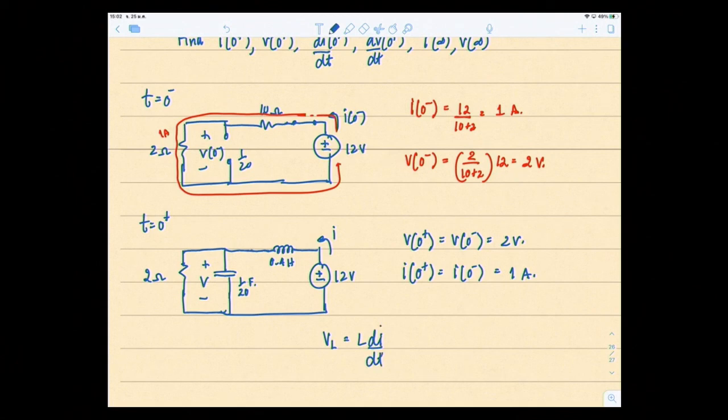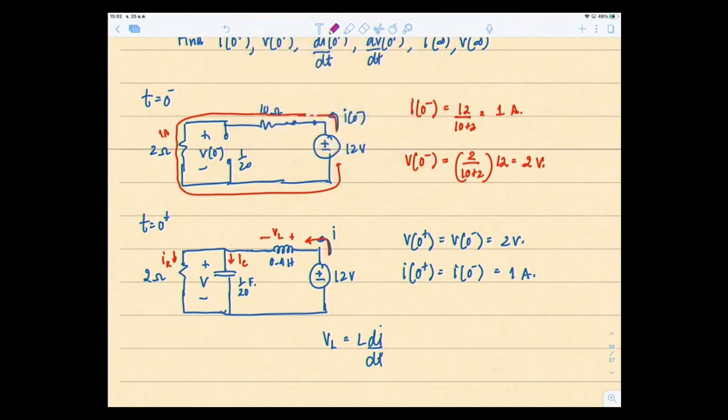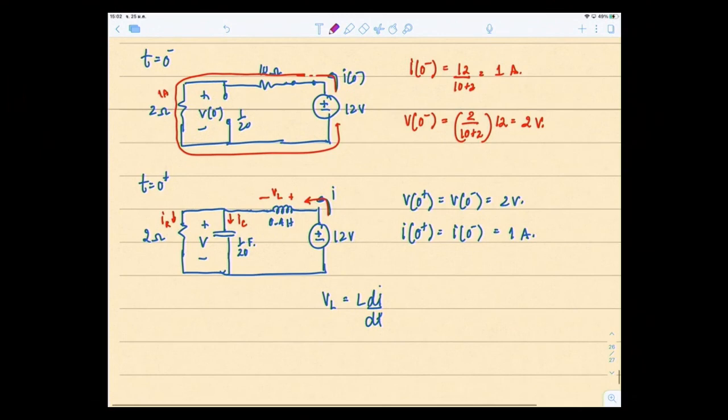So let's look at how the current flows. If I say that the current goes like this, I, there's a voltage drop VL right here. The current goes here, then it's split into IC and IR right here, with the voltage drops. Now, if the relationship is that VL is equal to L di/dt, at t equal to 0 plus, that means VL at 0 plus equal to L di/dt at 0 plus.